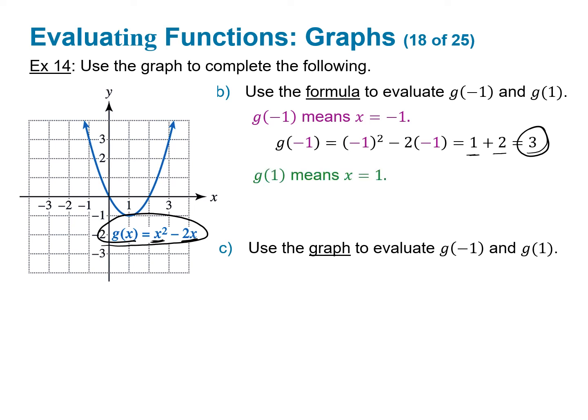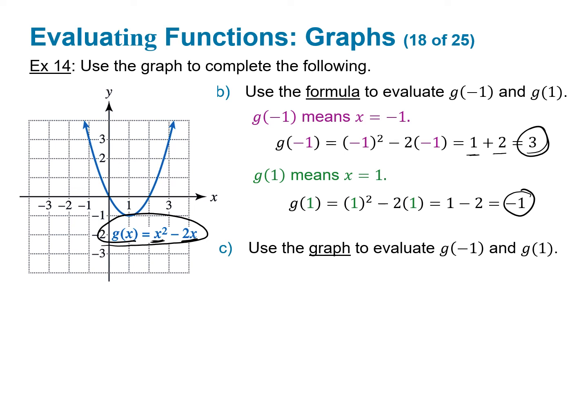Input of g of 1 means that x is 1. So we're going to plug in 1 everywhere. 1 squared minus 2 times 1. So we have 1 minus 2 because negative 2 times 1 is negative 2. And so 1 minus 2 is negative 1. So that is our output on that.